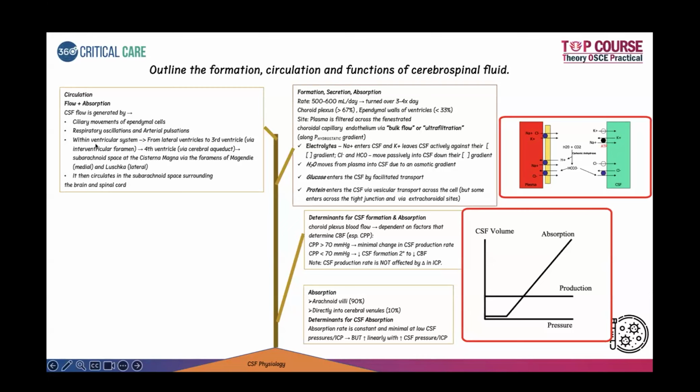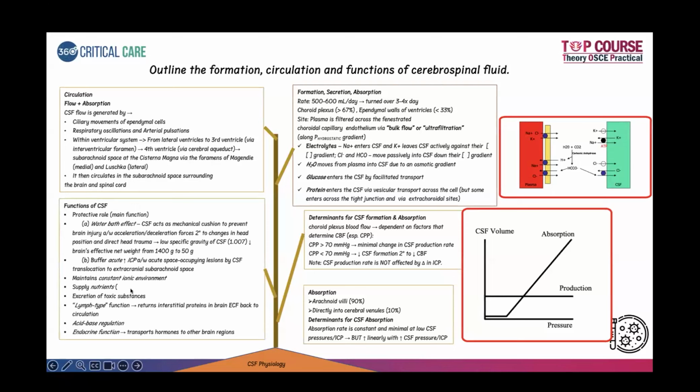Within the ventricular system, from the lateral ventricle to the third ventricle via the interventricular foramen, this is the circulation pathway. Then it goes to the fourth ventricle via the cerebral aqueduct, and then to the subarachnoid space through the cisterna magna via the foramen of Magendie and Luschka. Luschka: L for L, lateral is Luschka; the foramen of Magendie is medial in position. It then circulates in the subarachnoid space surrounding the brain and spinal cord. That circulation happens 3 times a day.